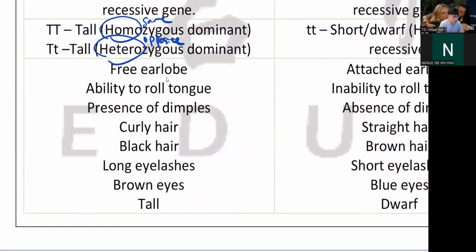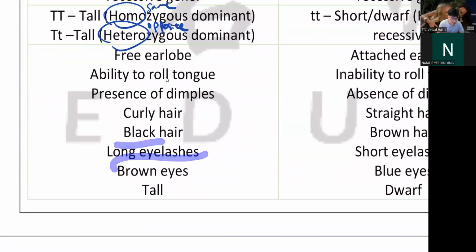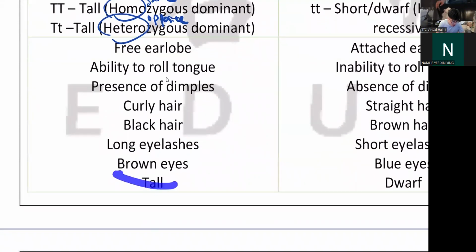Okay, the winning ones: you have free earlobe, that means your earlobe is not sticking to your face here. Can roll tongue. Dimples, I don't have it. Curly hair, I don't have it. My hair is very straight. Black hair, I have this. Long eyelashes. Most Chinese don't have it. If you have Indian friends or Malay friends, you see their eyelashes are for sure longer than yours. And then brown eyes or black eyes, and then of course tall. These are the winning ones.